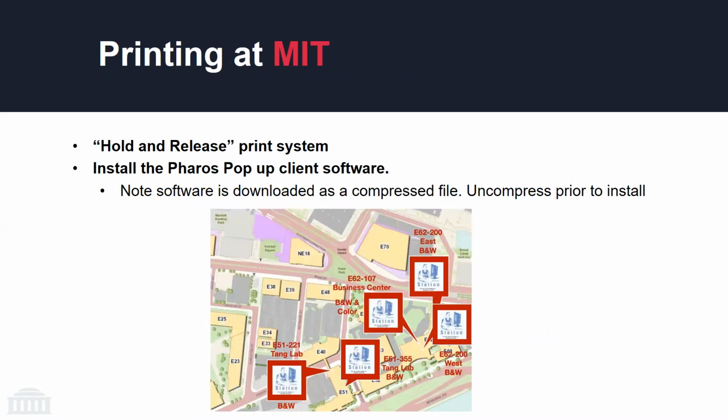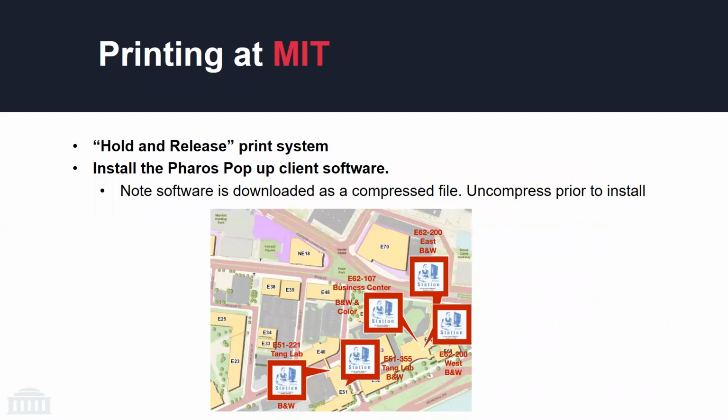A moment to talk about printing here at MIT. MIT uses a print and hold and release system. The software is called Pharos. Again, in your admin site, there's instructions to install it. Pharos is the public printing system here at MIT as a whole.